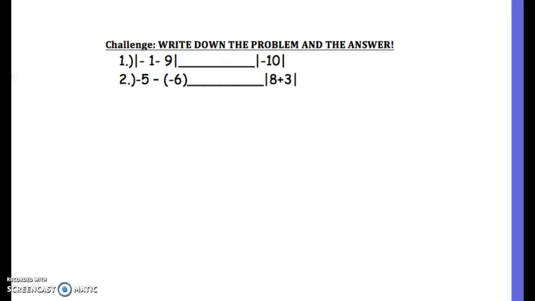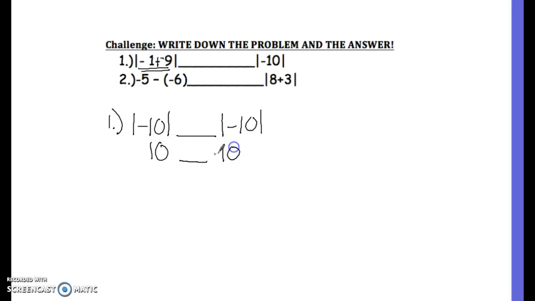Let's just do these last two. I'm going to do it down here. Number 1, if I do inside first, negative 1, change to add the opposite, becomes absolute value of negative 10. How does that compare to the absolute value of negative 10? The absolute value of negative 10 is 10.